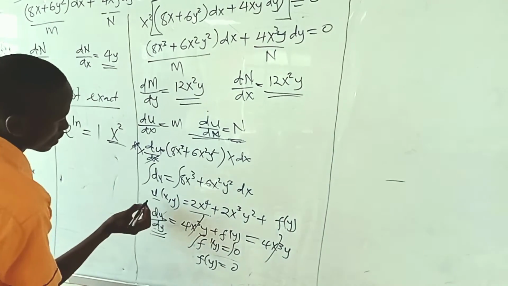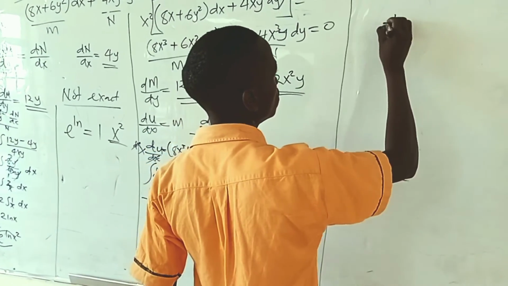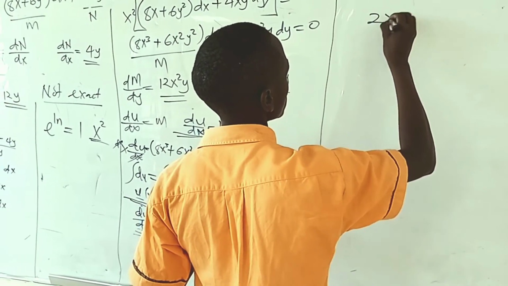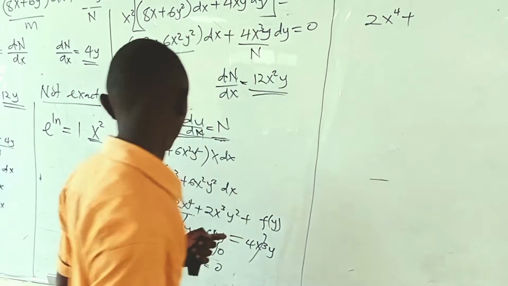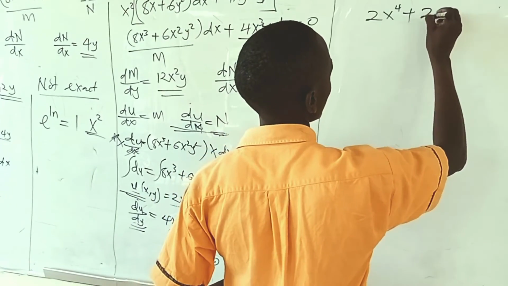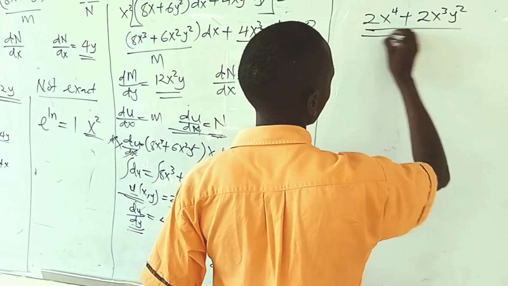So once again, our final answer is the one we got as u. So it is 2x power 4 plus 2x cubed y squared. So this is our final answer.